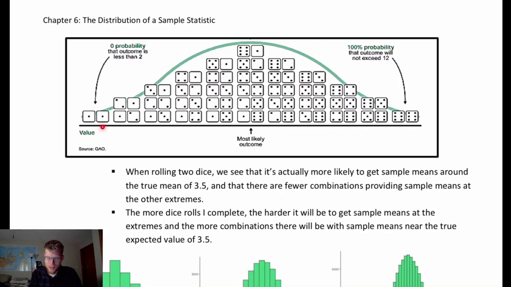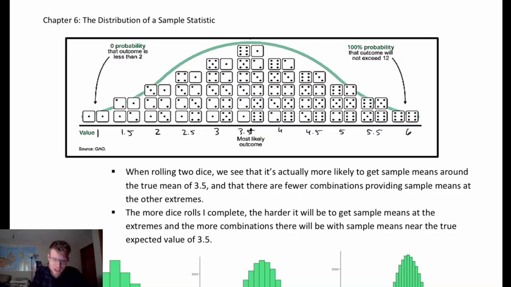This represents the distribution of possible sample averages that I could get. Or, I say sample averages, sample means, I mean the same thing, by the way. So over here, this is a sample mean of 1. This is a sample mean of 1.5, a sample mean of 2, 2.5, 3, 3.5, 4, 4.5. And so these are all the different combinations of 2 dice rolls that give me these different averages.